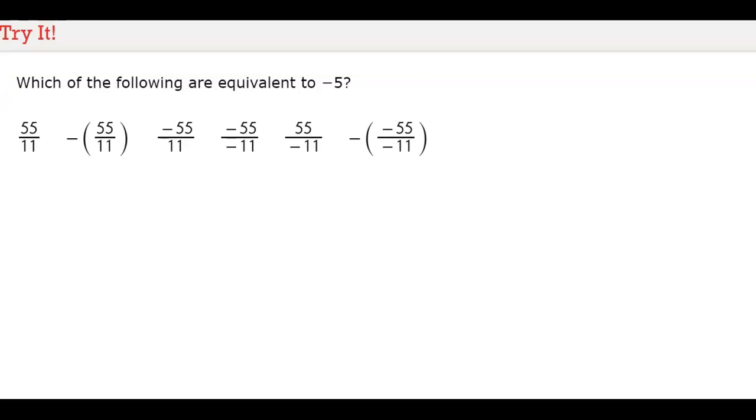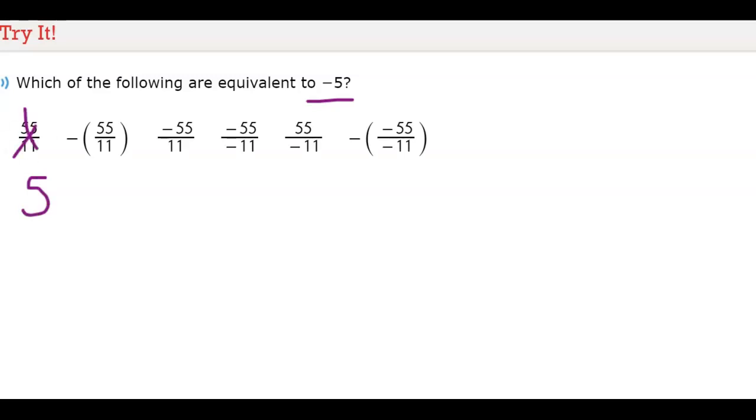Which of the following are equivalent to negative 5? 55/11. Negative of the quantity 55/11. Negative 55/11. Negative 55 over negative 11. 55 over negative 11. Negative of the quantity negative 55 over negative 11. So we need to find which are equivalent to negative 5. So 55 divided by 11 is 5, and it's going to be positive 5. So that does not work.